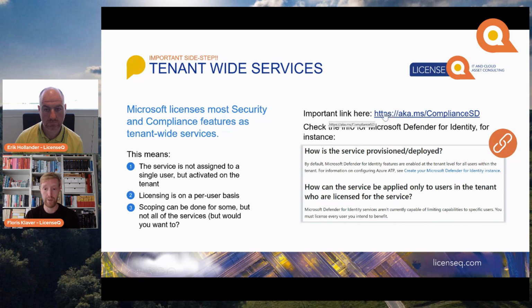I've added a very important link to this slide that will show you on a page from Microsoft how services are provisioned and what your options are to apply it only to specific users in the tenant. So for instance, Microsoft Defender for Identity features are enabled at the tenant level for all users in the tenant. For more information on configuring, follow this link. How can it be applied to only users in the tenant? Currently, it isn't capable of limiting capabilities to specific users.